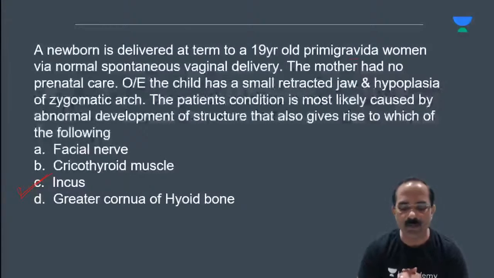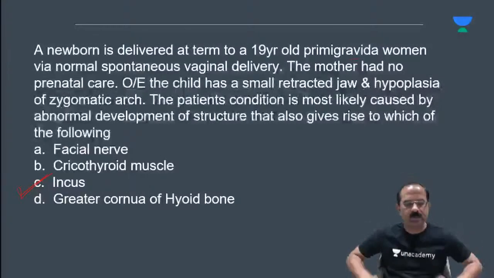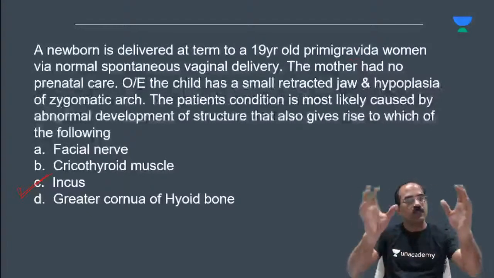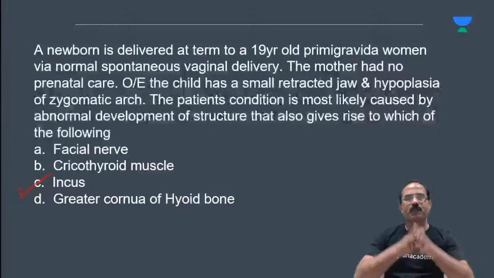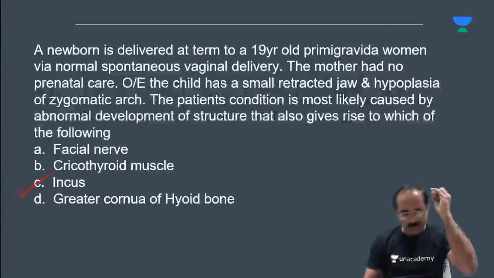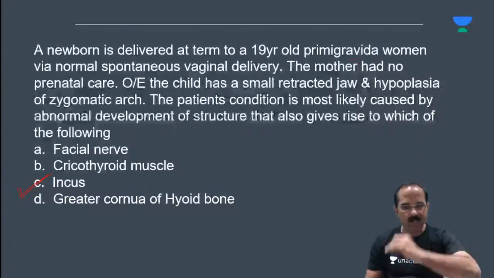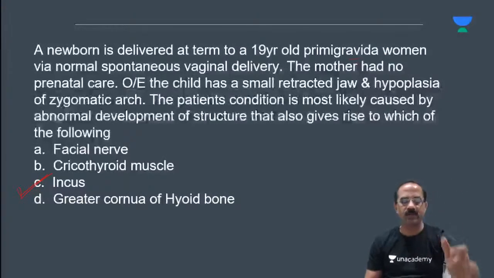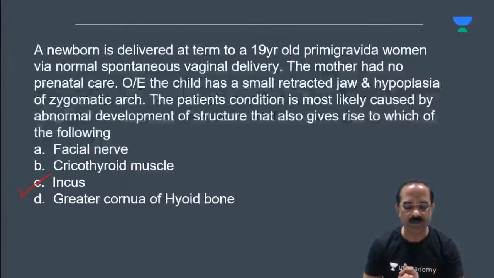Incus. So students, if you can tell me what are the derivatives of the first pharyngeal arch? We'll start with the nerve. Which is the nerve of the first arch? Mandibular nerve. And which are the muscles in the first pharyngeal arch? The muscles of mastication. The four muscles of mastication. Which are those? Temporalis, masseter, the medial and the lateral pterygoids.